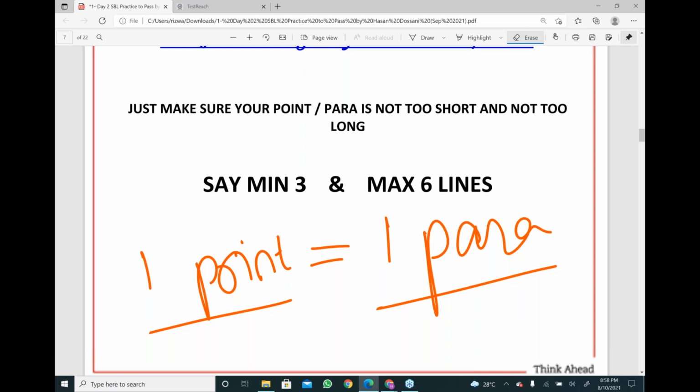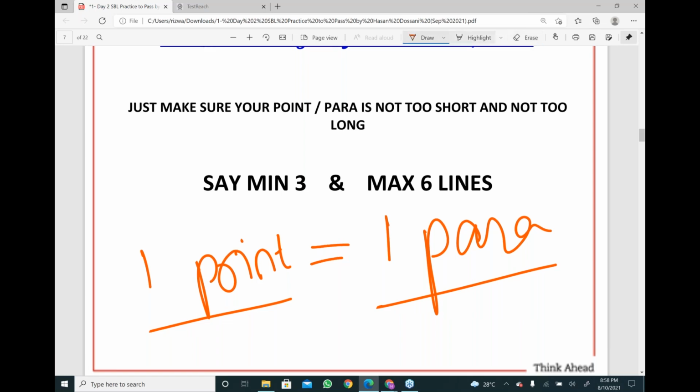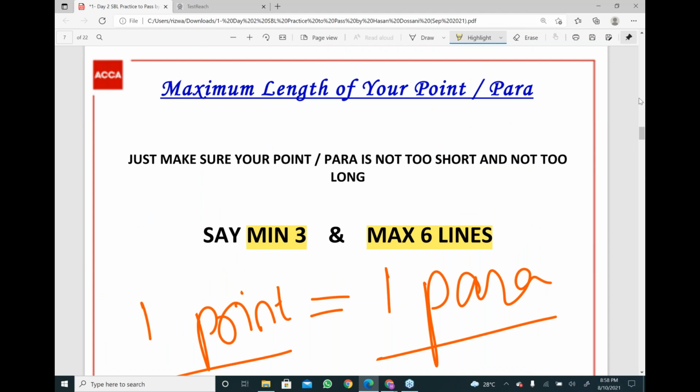Okay. So can I say what should be the size of the point, or the length of the paragraph? Not too short, not too long. It is subjective, but I think that it should be not less than 3 lines, and maximum 6 lines on your CBE Word document. Okay, so here I end my exam technique for today, which is deciding the number of points.